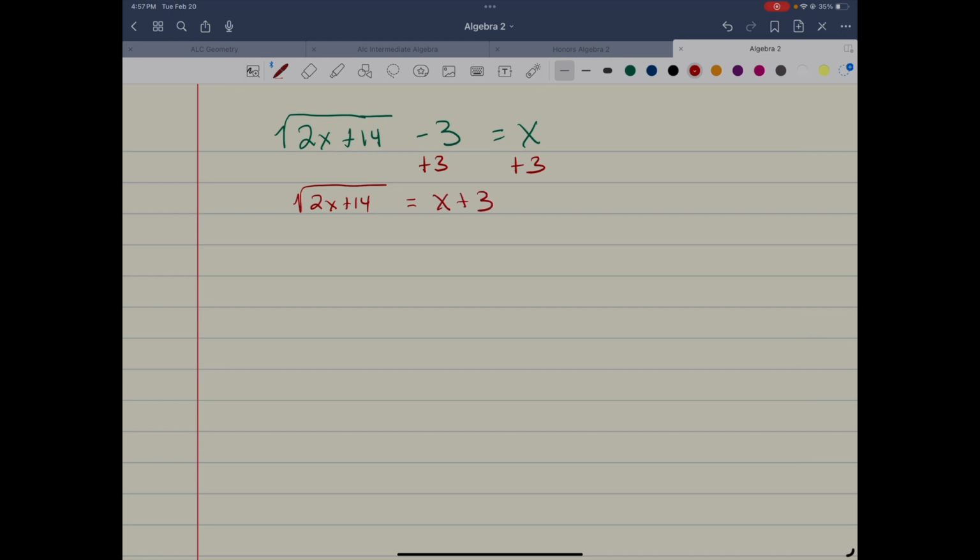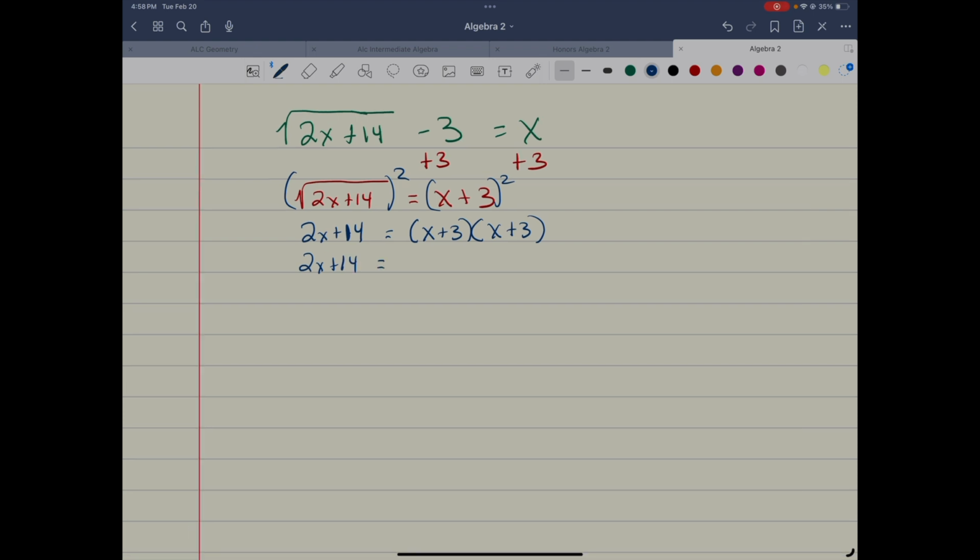Uh-oh. It's a little different than the last one. We've got to square both sides. But now when we square both sides, we've got to put things inside parentheses. Remember what it means. On the left-hand side, we're just left with 2x plus 14. On the right-hand side, we have x plus 3 squared. Well, remember what x plus 3 squared means. It means you have x plus 3 times x plus 3. So the left-hand side is still 2x plus 14. But now on the right-hand side, we either have to remember the process for squaring something, or we've got to FOIL it. We're just going to go ahead and FOIL it. x times x is x squared.